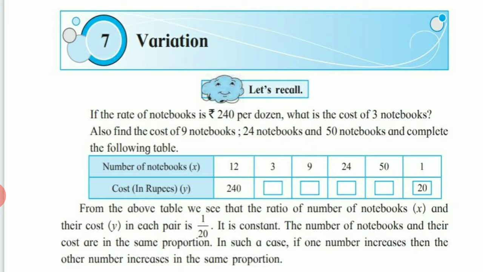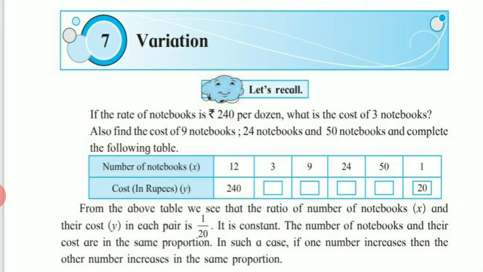If the rate of notebooks is rupees 240 per dozen, what is the cost of 3 notebooks? Also find the cost of 9 notebooks, 24 notebooks and 50 notebooks and complete the following table. Number of notebooks as X, cost in rupees as Y. We have been given 12 notebooks for 240 rupees and we have to find the cost for 3, 9, 24 and 50 notebooks. From this we can conclude that for one notebook we require 20 rupees.